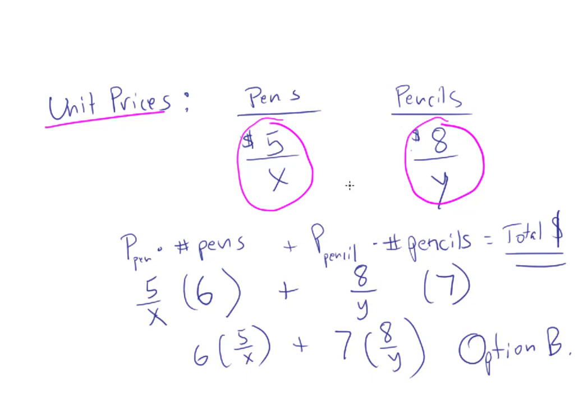That's half the battle. Once you have the appropriate unit price, and take advantage of plugging in numbers to make sure you get it correct, then we need to calculate the price per pen times the number of pens plus the price per pencil times the number of pencils equals the total dollar cost, which is what they want the expression for. Well, the price per pen is 5 over X. They give us 6 pens, so times 6, plus the price per pencil, 8 over Y, times the given amount of 7 pencils, equals, with a slight rearrangement, option B. That is your correct answer.